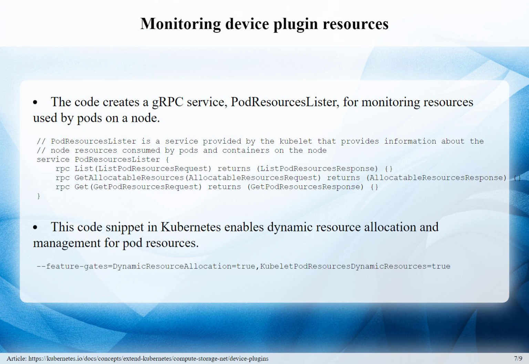This code snippet enables 2 feature gates in Kubernetes: dynamic resource allocation and kubelet pod resources dynamic resources. These feature gates allow for dynamic resource allocation and the ability to manage pod resources dynamically in the kubelet.